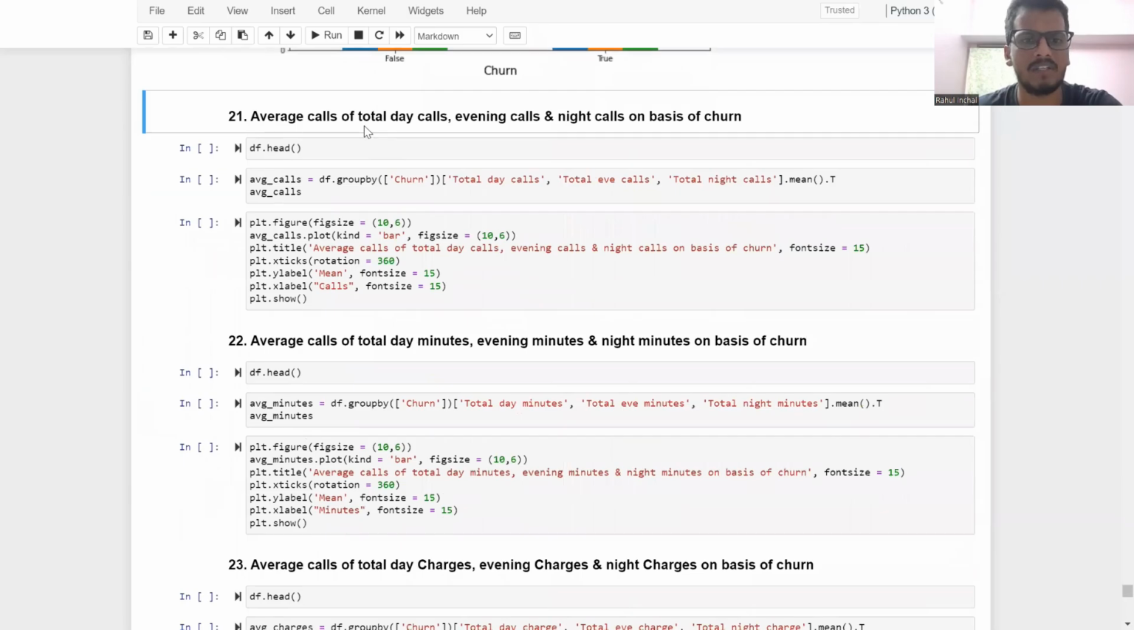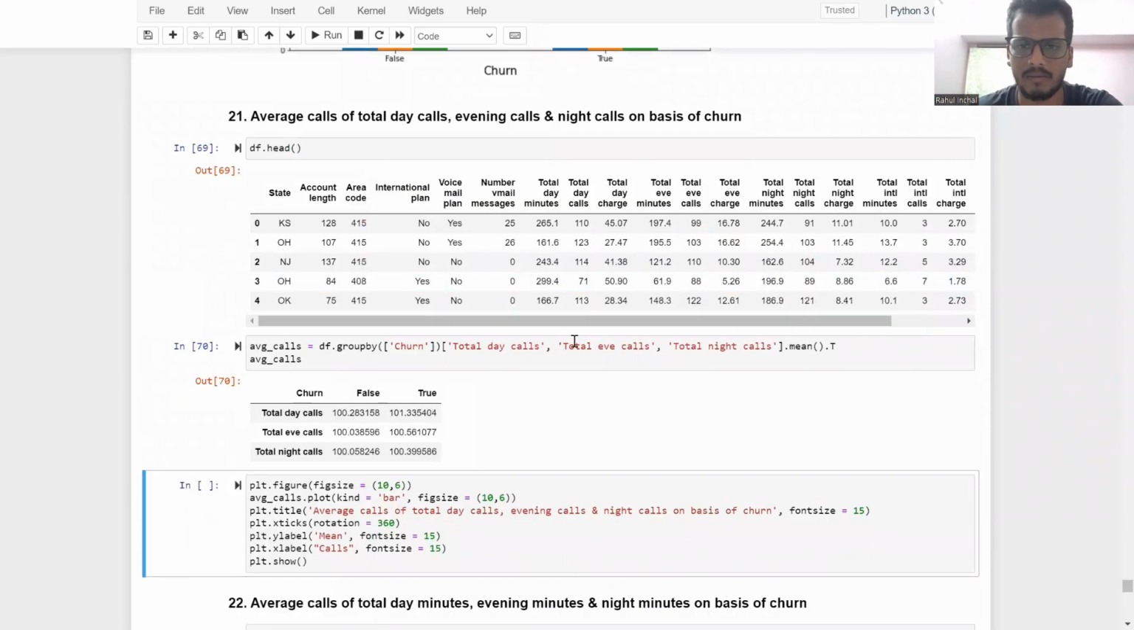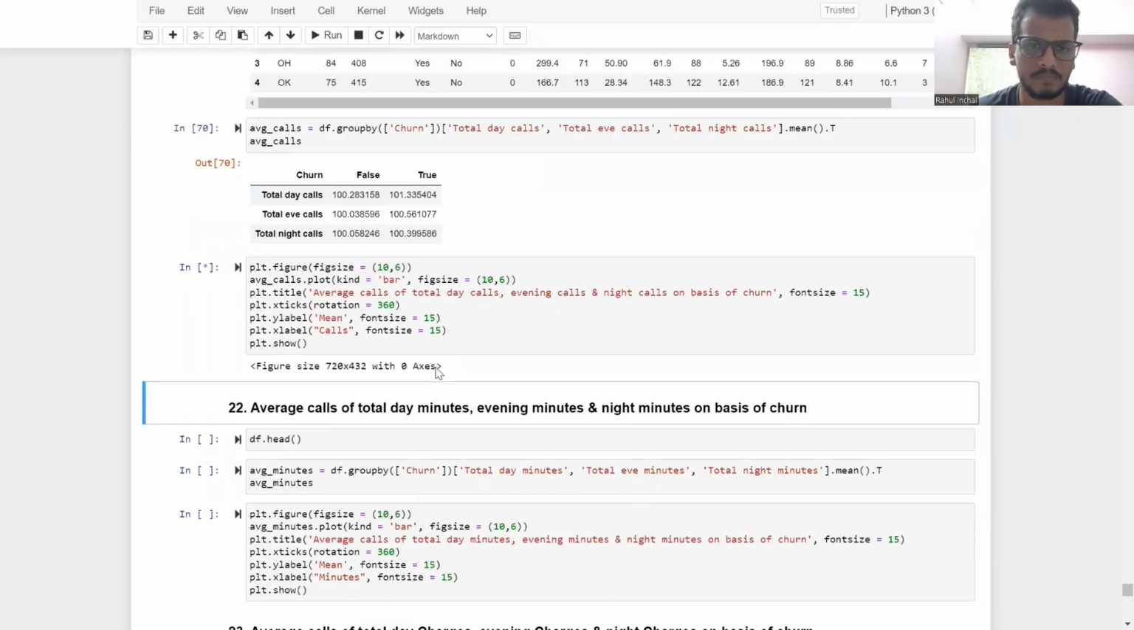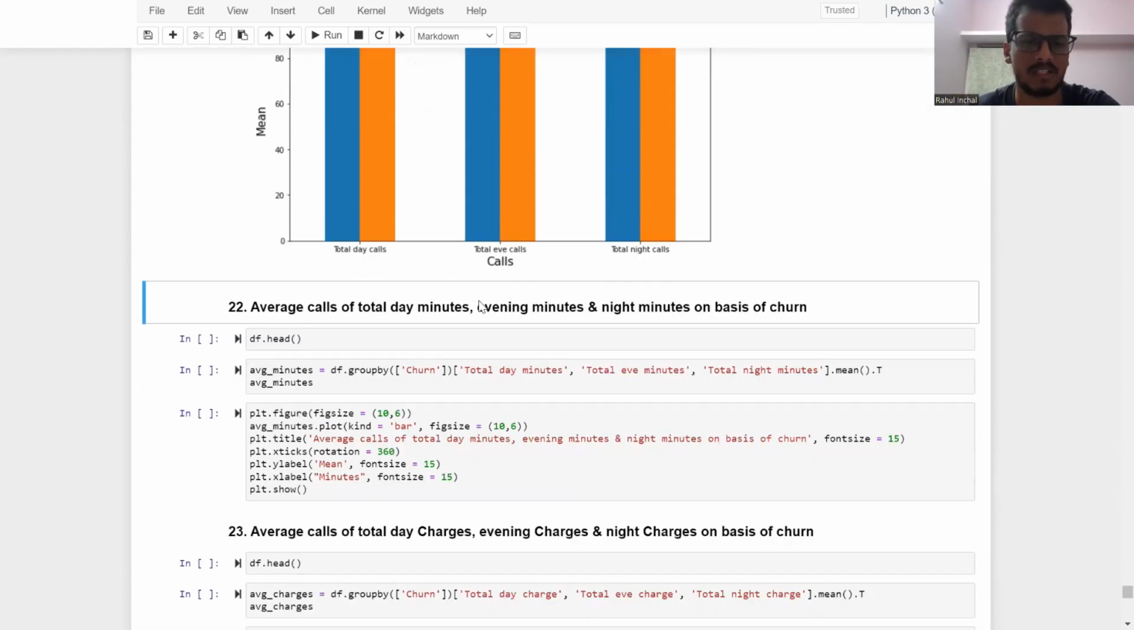Now average calls of total days. Okay, now average calls of total days, again I did that. Now total day calls, total eve calls, and total night calls. So I have done that, which we can see, the churn rate is not very much compared to the other graphs, and all are the same, majorly all are the same, which we can say.